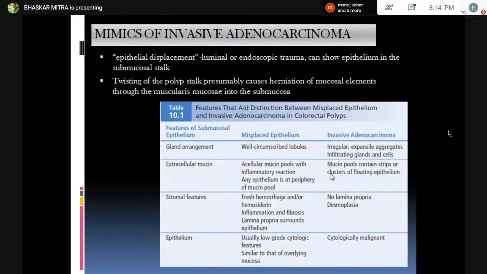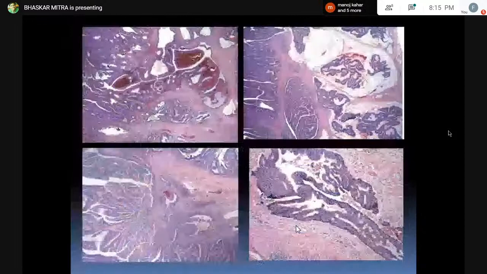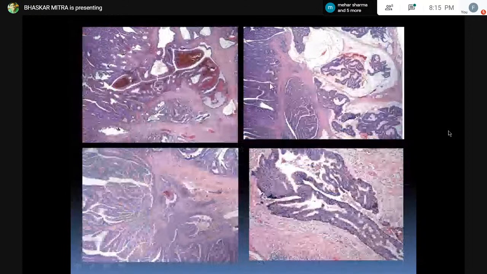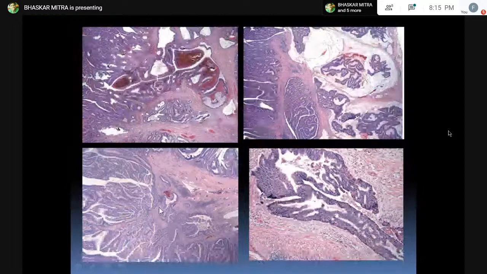Third is the stromal response, how the stroma reacts. Here the stroma is showing hemorrhage, hemosiderin, but no desmoplastic reaction. Here, the tumor stroma is showing desmoplastic reaction. Now, the most important point in the stromal reaction is the presence of lamina propria. Normally, in the misplaced epithelium, lamina propria surrounds the lesion. Here, we can see the lamina propria well surrounds it. But in the cancer cases, the lamina propria does not surround the tumor. Here, there is irregular growth all around, no lamina propria surrounding.